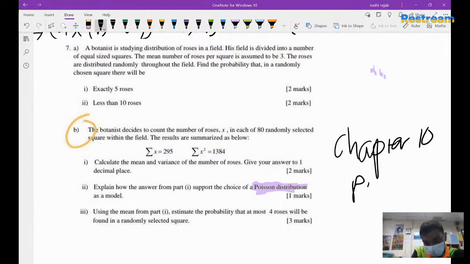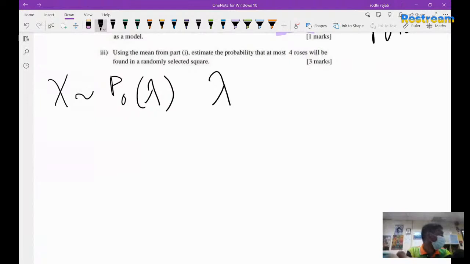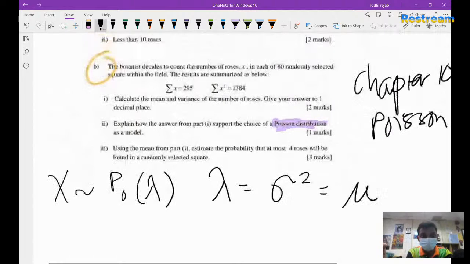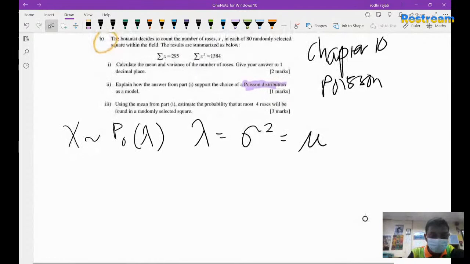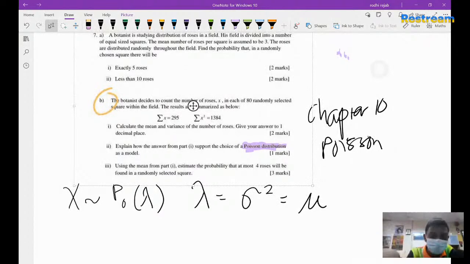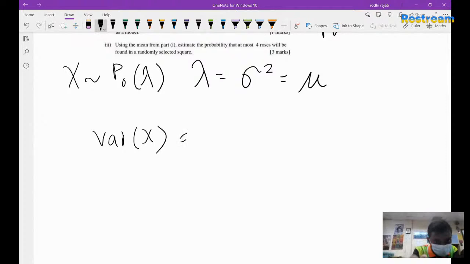So our general formula should follow X to Po of lambda, and lambda would be equal to variance and mean. So this is the general idea of lambda. And if you remember from our SPM days, you should be familiar with the formula of variance of x is equals to the sum of x squared over n minus the mean squared.